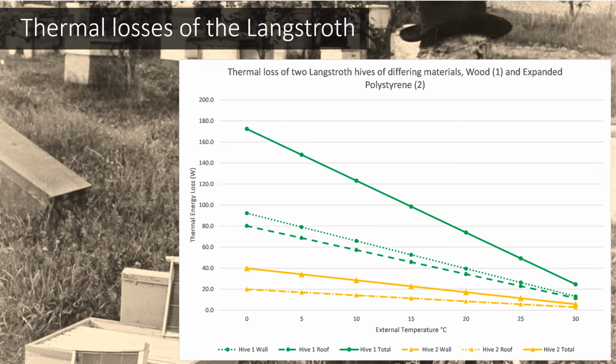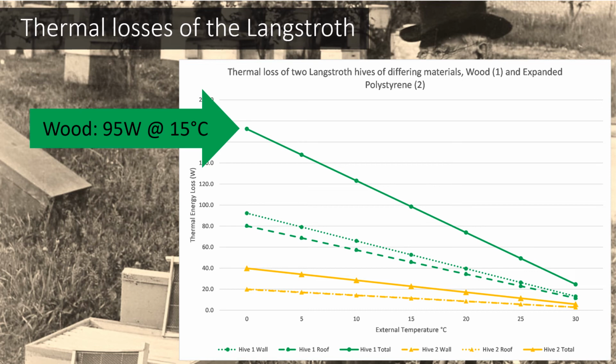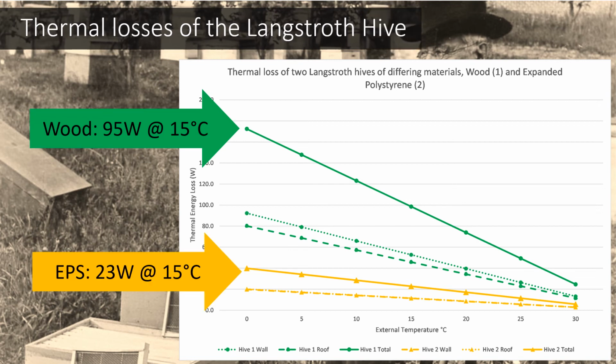What we found is that a wooden hive uses a vast amount of energy, and you can see that here in this green line. So if you look at the solid lines, these are the hives as a whole. And we see up here at the top, wood uses about 100 watts of energy. And it loses 100 watts of energy at 15 degrees Celsius out of its sides and lid. Whereas something like expanded polystyrene loses a quarter of that at about 23 watts.